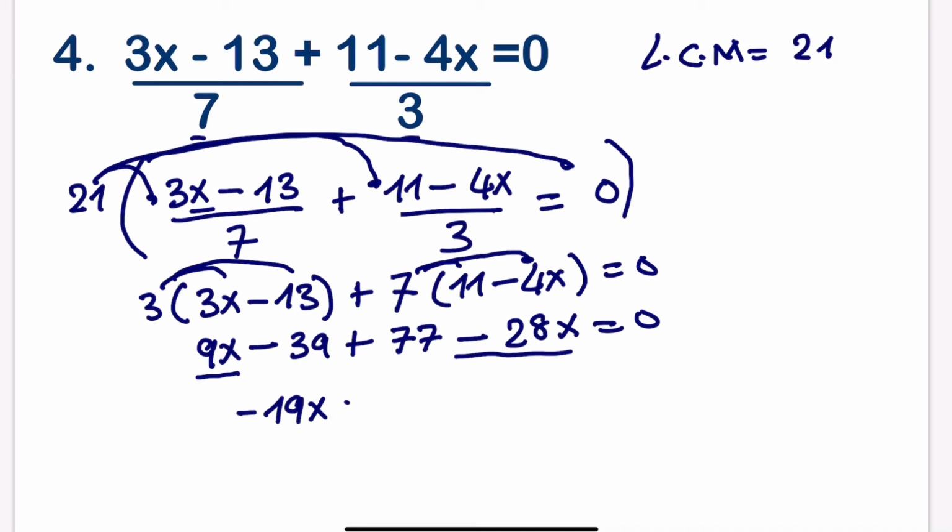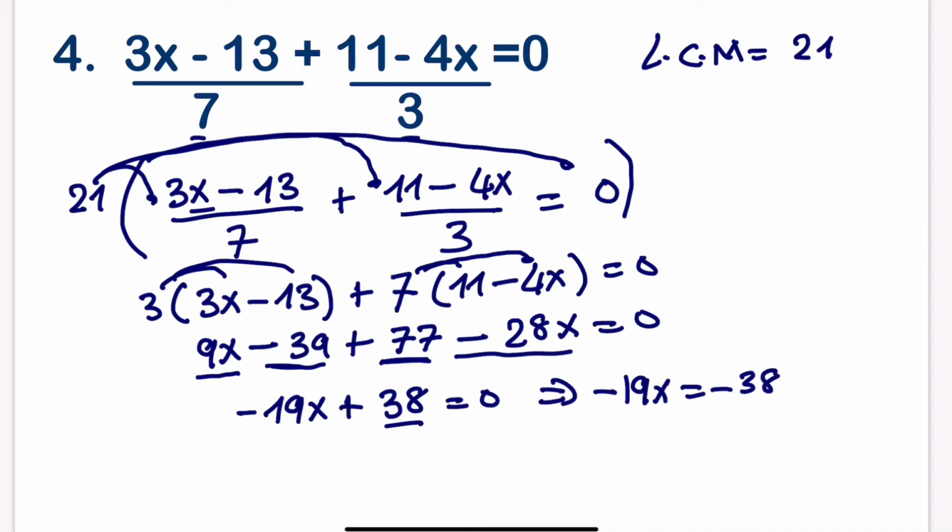Then we have minus 39 plus 77, which will give us plus 38. So 77 minus 39 is 38. This should be equal to 0. This is positive, and when it crosses, it becomes negative. So this implies we'll have minus 19x should be equal to minus 38.